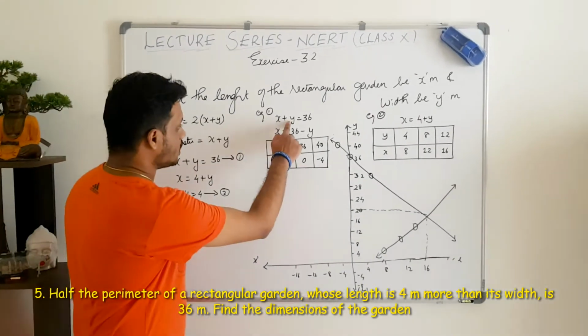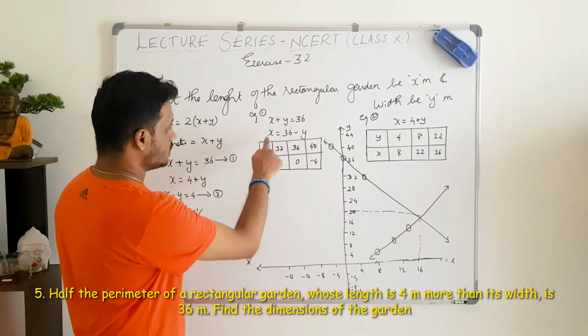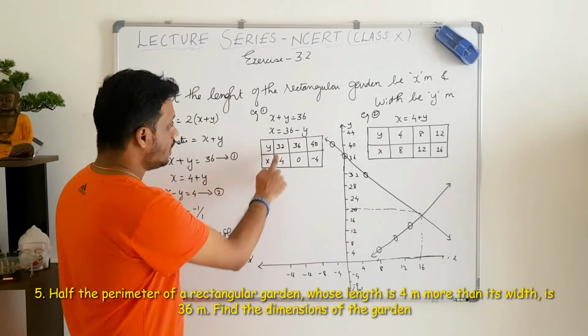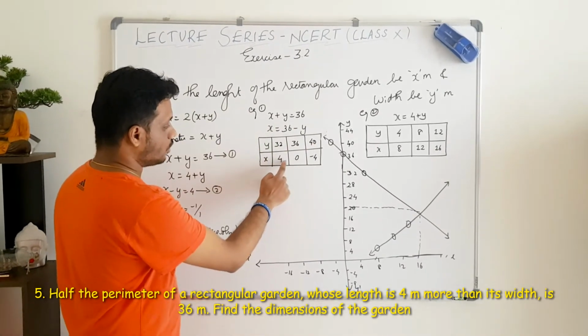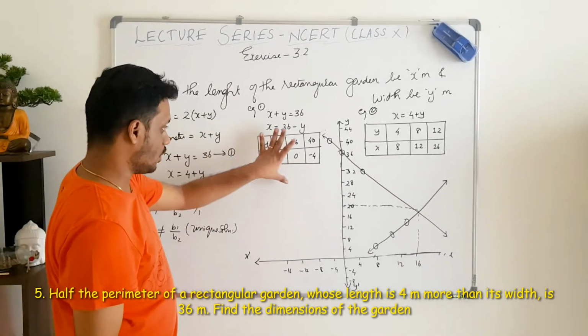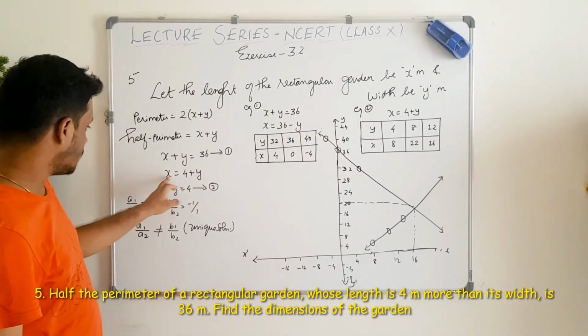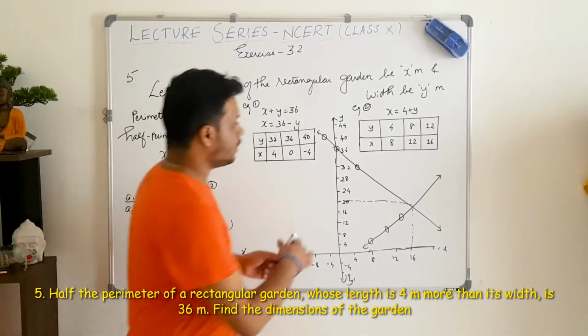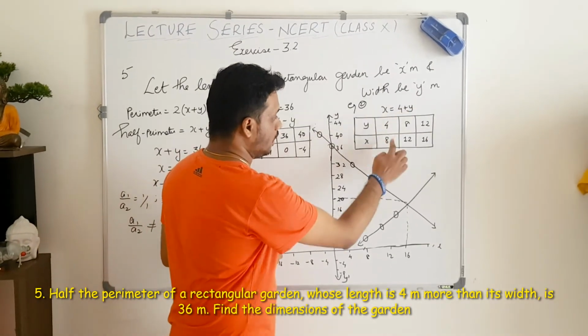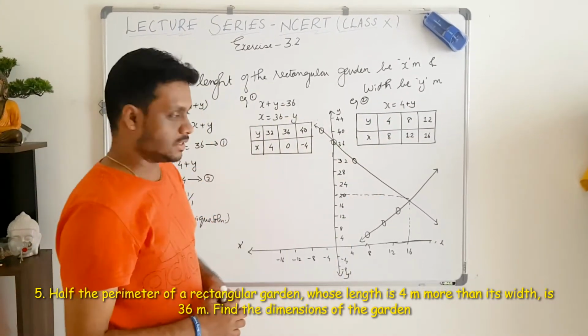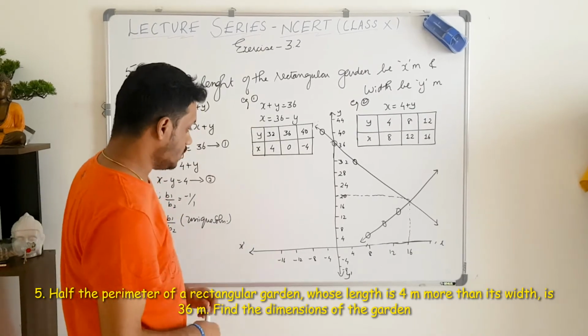I have taken the first equation, x plus y equal to 36, and I took x, y to the other side, and I substituted different values of y in order to get the corresponding values of x. So I have got this table. Then I have taken the second equation, which is x is equal to 4 plus y, and I have substituted 3 different values of y and obtained the corresponding values of x. So now I am trying to plot that in a graph sheet.